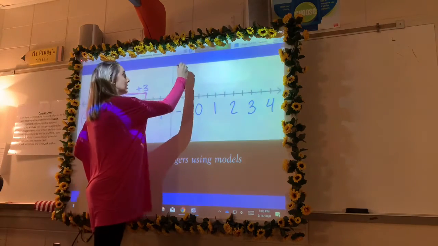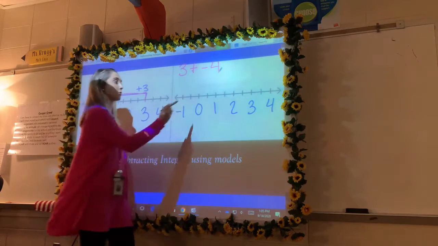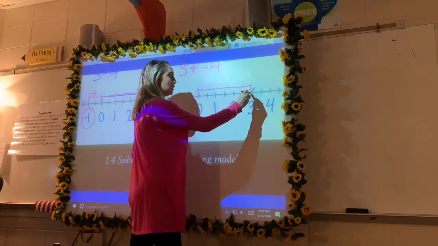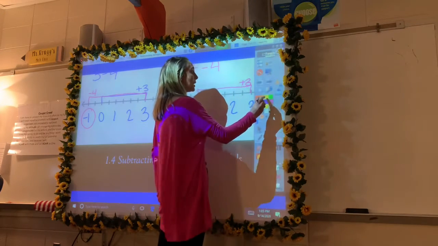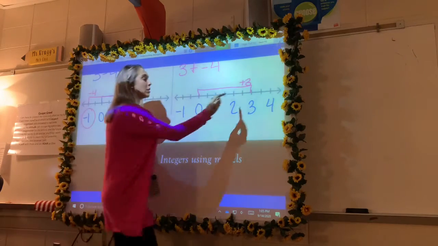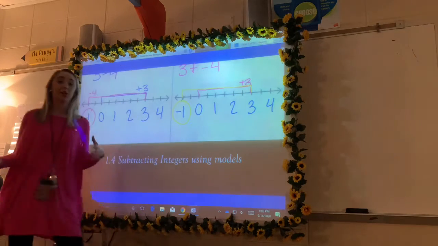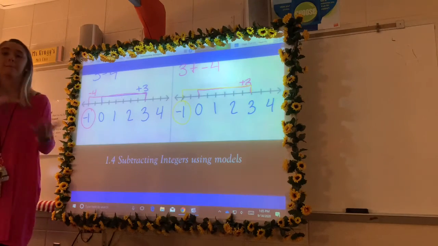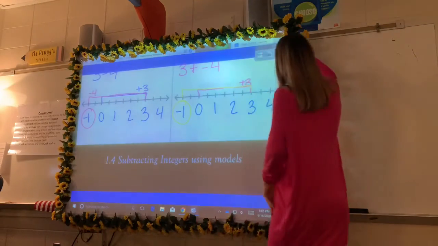Now we can also see it this way with adding the opposite. So we go to the 3 still. So there's our plus 3, our positive 3. But now we're wanting to add a negative 4, and we know negatives are to the left. So we want to add a negative 4 on top of that, and our answer is still negative 1. So we get negative 1 both ways. Okay? All right, moving on.